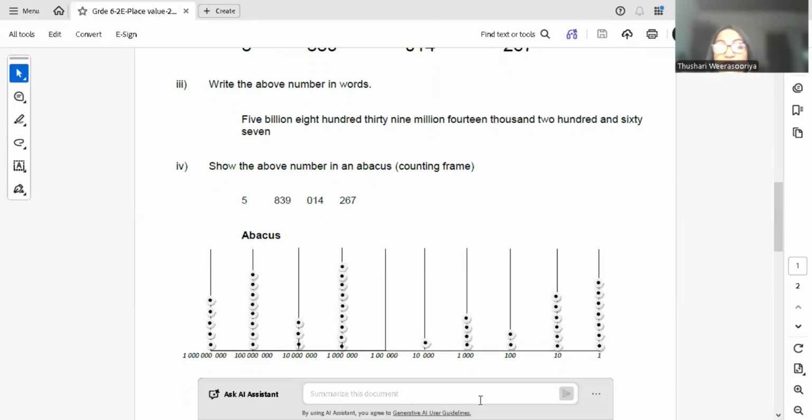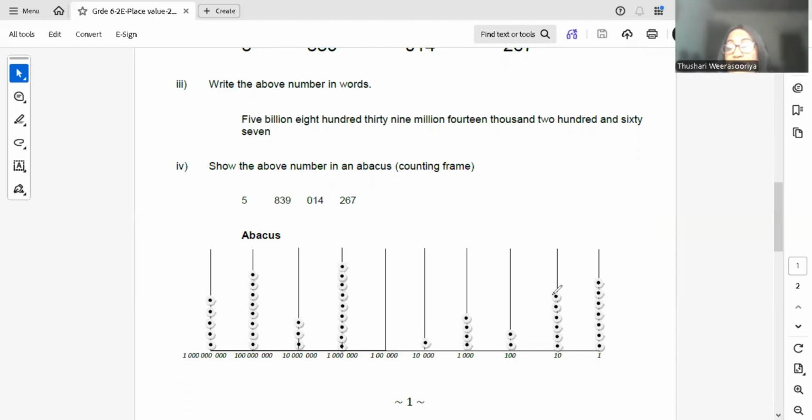Now look, these are the zone place values. These are the place values: 1, 10, 100, 1,000. Since you have 10 digits, you need 10 rods. First you draw the 10 rods and write the place value. Then we start. Unit place, 10th place, 100th place, 1,000 place. Like that you can go. 7, then you put 7 counters. Very easy. You have done the abacus in grade 5 also.